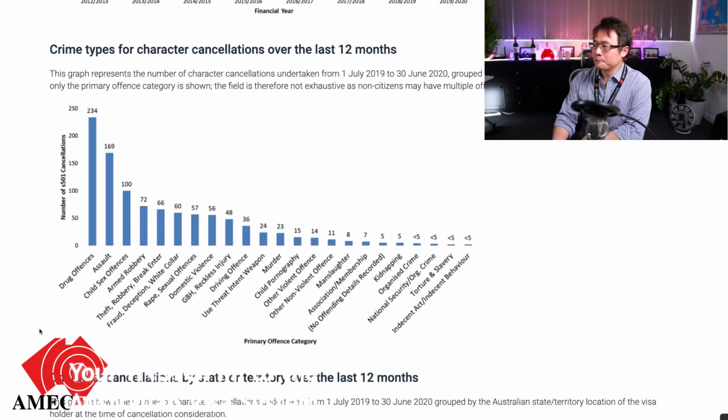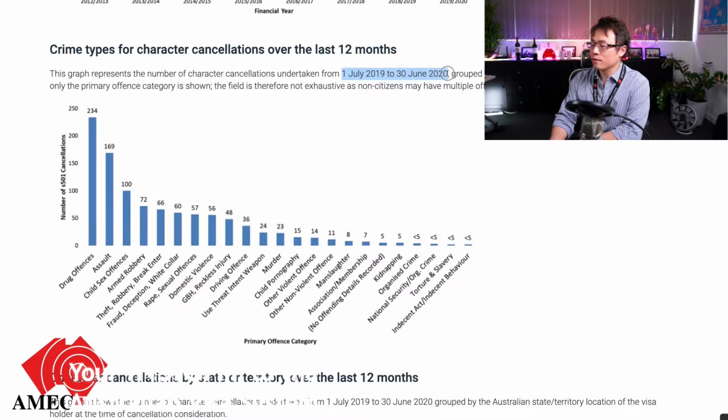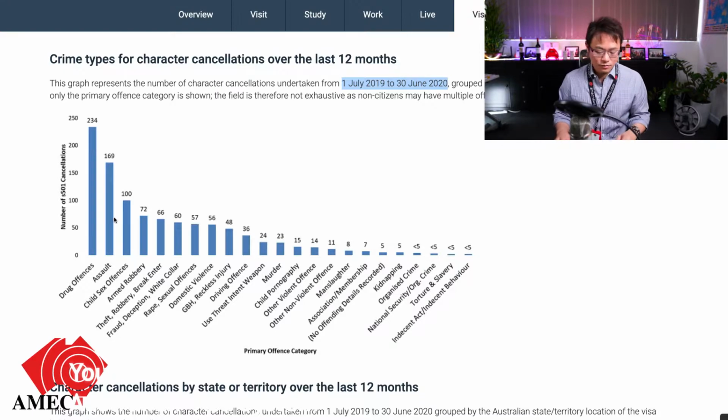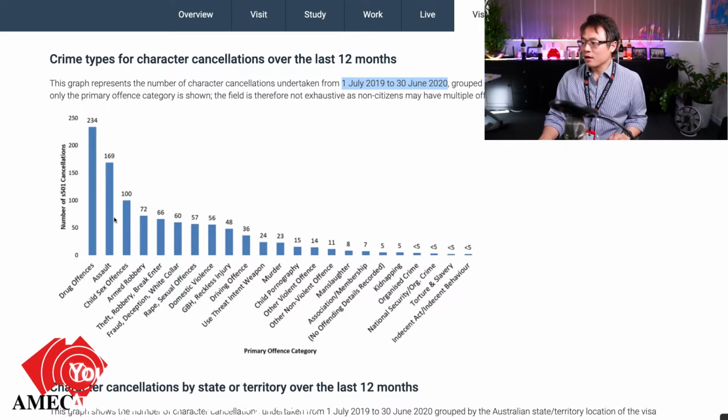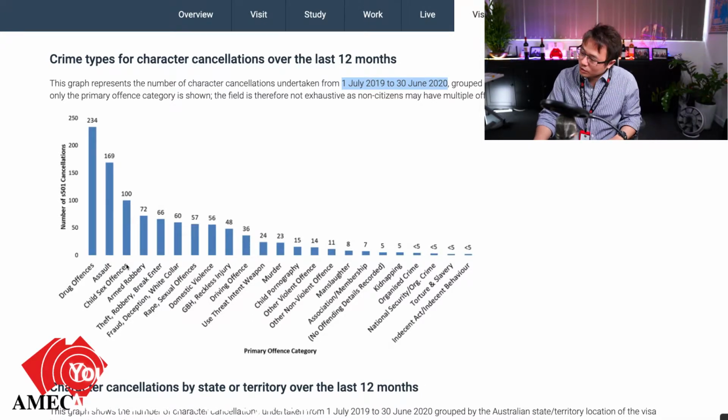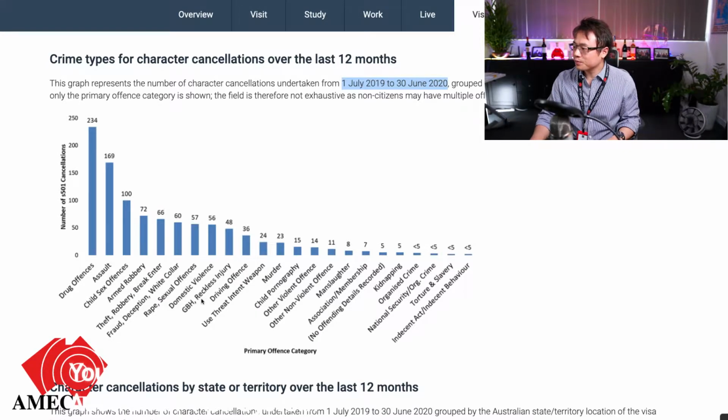Then here we go. That's over the past 12 months, so July to June 2020. What are the highest cancellation crimes? So you can see drugs, assault. No, that's interesting. Assault basically means you were in a fight with someone. Child offense, robbery. I don't know why a person would come to Australia to rob. Don't know. Fraud, sex offender, domestic violence, injuries, reckless injuries, driving offense.